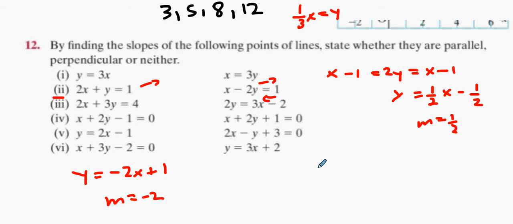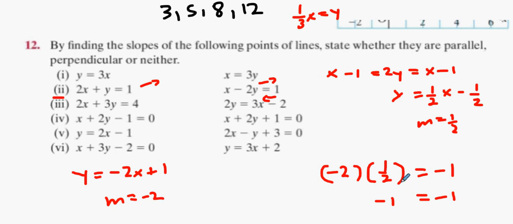Multiply both slopes by each other, we get -2 multiplied by a half, and if it equals -1, they're perpendicular. In this case, they are in fact perpendicular.